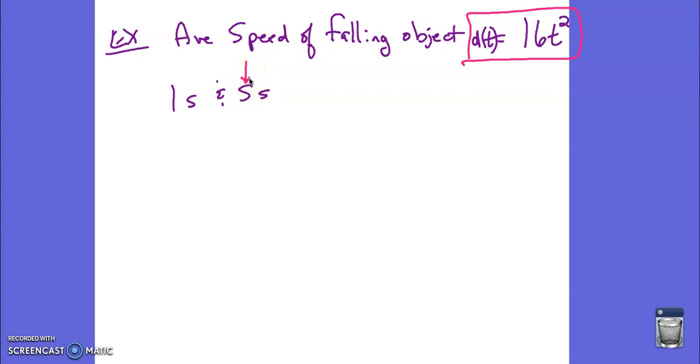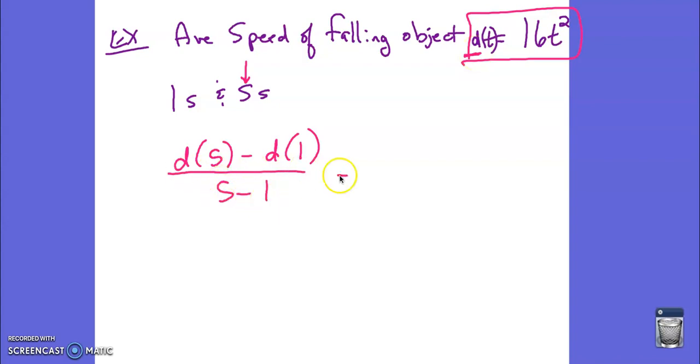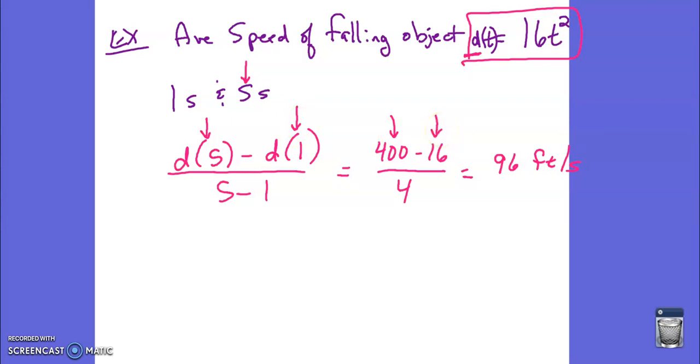If I wanted to find the average rate between those, we're using d of 5 minus d of 1. The function is called d on this particular problem. Then we're going to take 5 minus 1. We just substitute those in and evaluate the function. I evaluated d of 5, just substituted 5 into that, and got 400. I substituted 1 into the d function and got 16. Subtracted, divided by 4. So the object is falling at 96 feet per second.